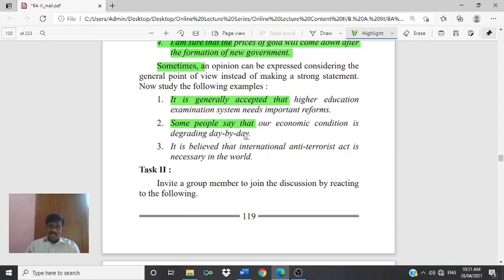Some people say that. Then, it is believed that an international anti-terrorist act is necessary in the world. So you can understand these expressions: it is generally accepted that, some people say that, it is believed that. This is not my opinion, but it is generally accepted, or some people are saying this. I am not confident about it, but it is believed by others that an International Anti-Terrorist Act is necessary in the world. These are statements that we can use in general. We should memorize them and try to use them.